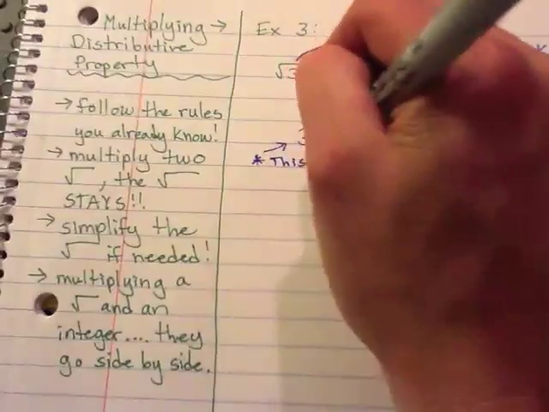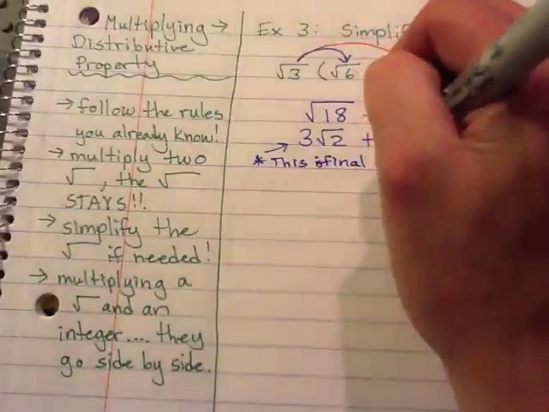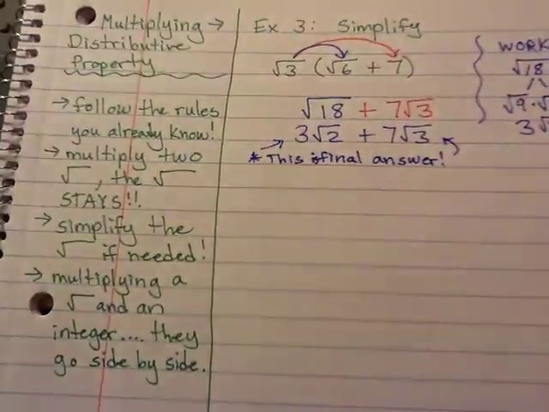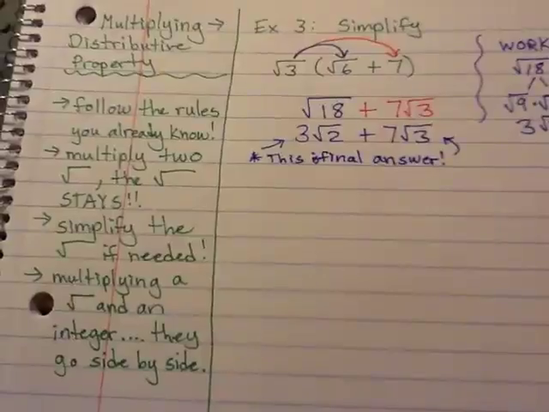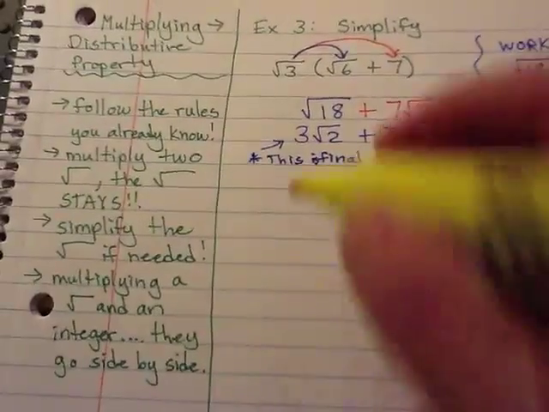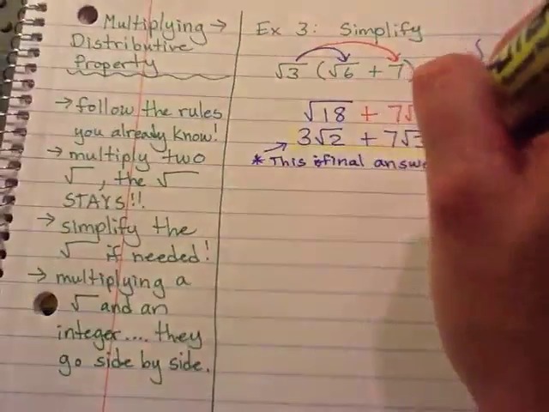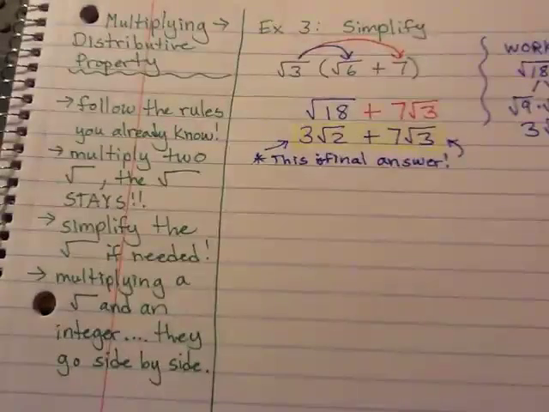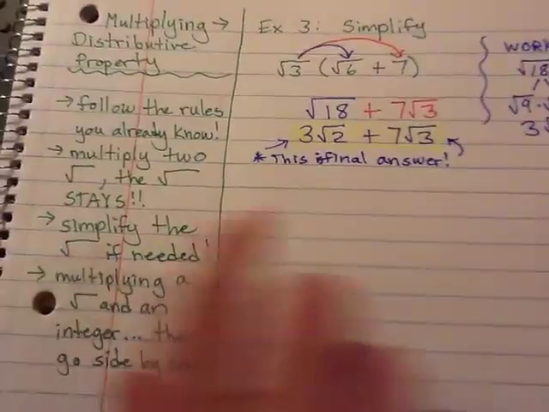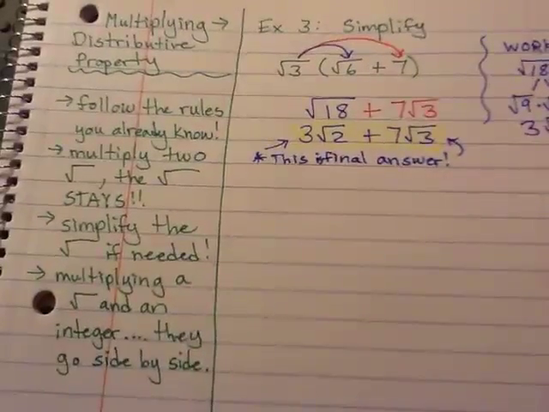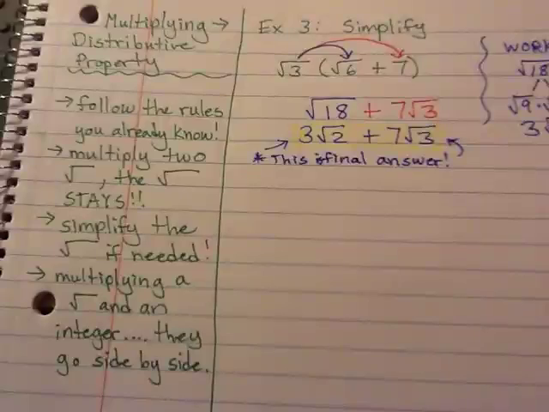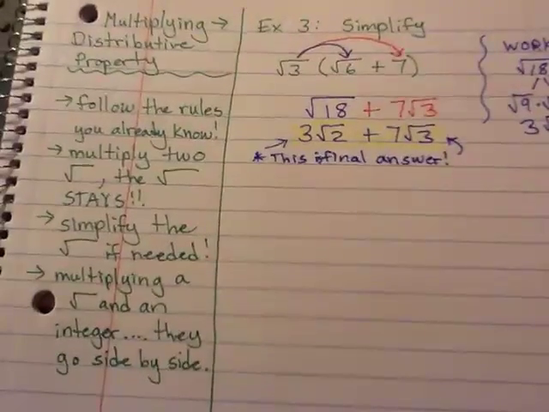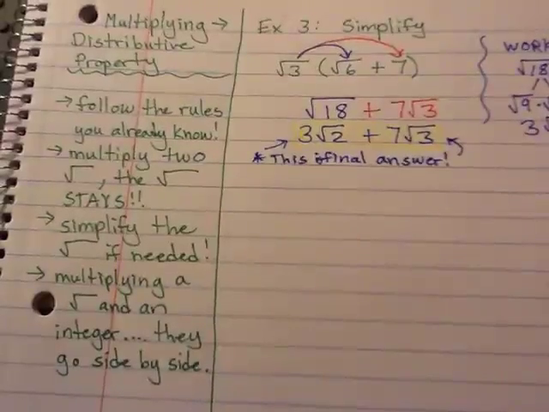Oops. Is final answer. Okay, so that's your answer right there. And that says this is final answer. Almost forgot is. So it's that easy. Don't make it more difficult than it is.